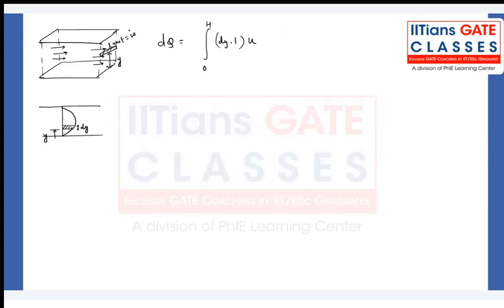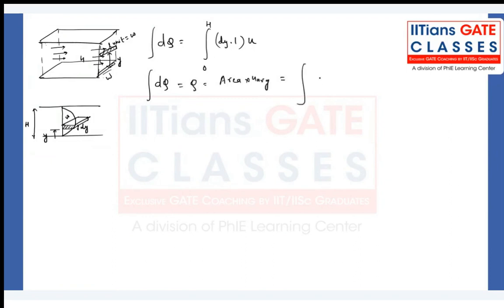You know what the area is: area will be width into height, that is the total area. But the elemental area will be dy into width. If I integrate from 0 to capital H, I will get the full discharge value. If I integrate dq, I will get q. I can also write it as area into u average.